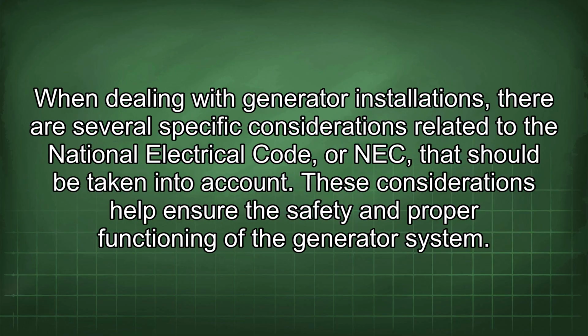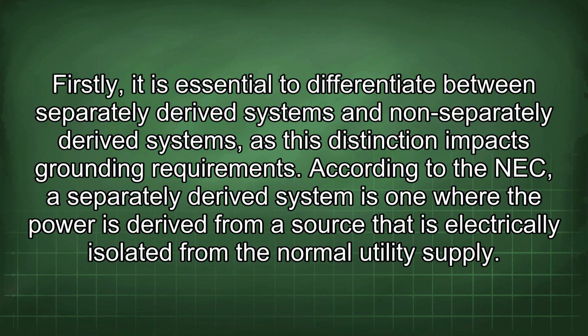When dealing with generator installations, there are several specific considerations related to the National Electrical Code, or NEC, that should be taken into account. These considerations help ensure the safety and proper functioning of the generator system. Firstly, it is essential to differentiate between separately derived systems and non-separately derived systems, as this distinction impacts grounding requirements.